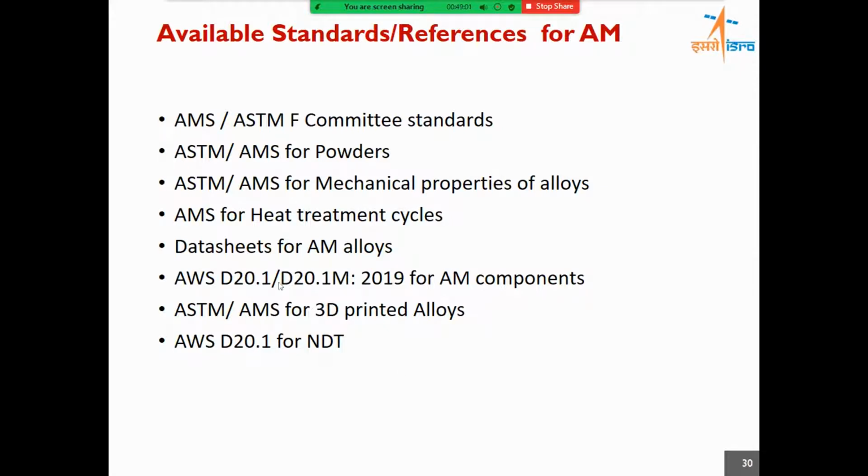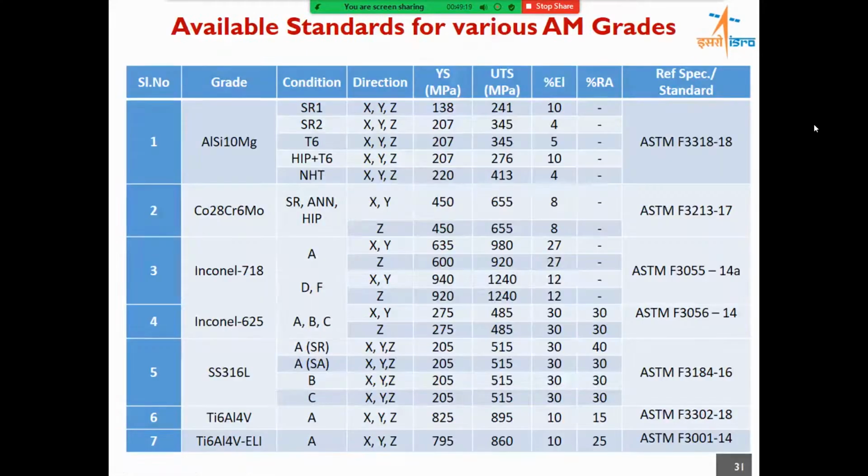And there is one specific standard from the American Welding Society, that is AWS D20.1, which was released in 2019 specifically for additive manufactured components. And the same standard talks about the NDT acceptance criteria also for additive manufactured products. So these are the various standards listed here for different alloys. I'll not go into detail. And these are the different conditions or the heat treated conditions and the mechanical properties which are specified in all these standards. So we'll be coming into details of a few of these alloys on which we have done some case studies.